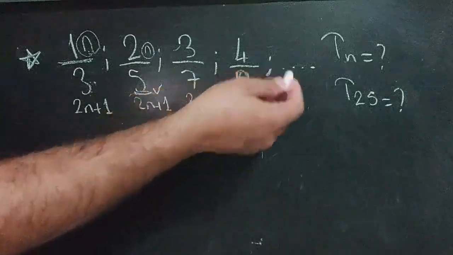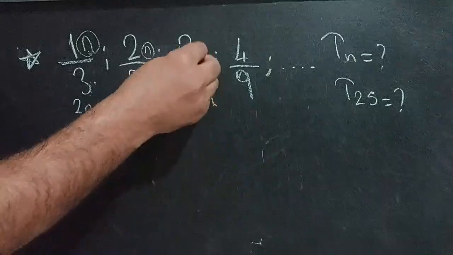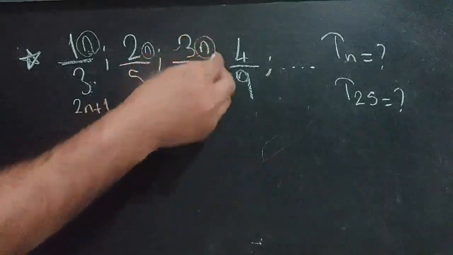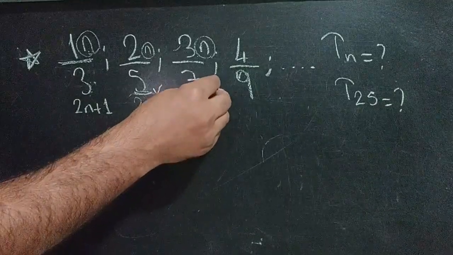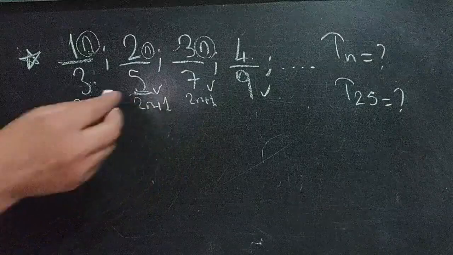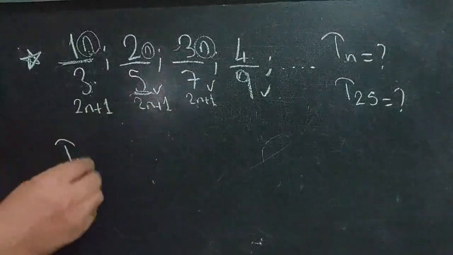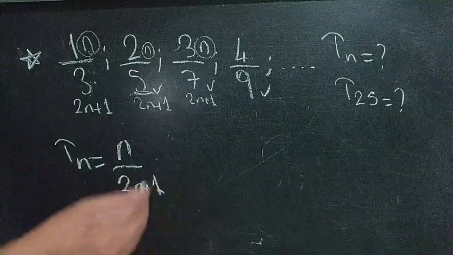If you have more numbers, try for all the other ones too, in case to not make a mistake. So that will be 3 times 2 plus 1, 7. Oh, that's right. This one, 4 times 2 plus 1, 9. Okay, that's now going to be my formula. Tn equals n over 2n plus 1.